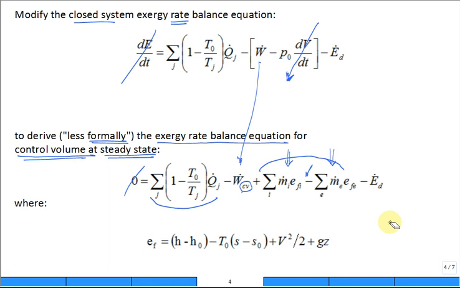So now, instead of having just the lowercase e exergy as if it's a closed system, you have the flow exergy, and this is the definition of the flow exergy. Hey, there's our friend the enthalpy. Doesn't it look familiar? And so here is our steady state exergy balance equation for an open system, and you have the flow exergy in front, multiplying the mass flow rates.